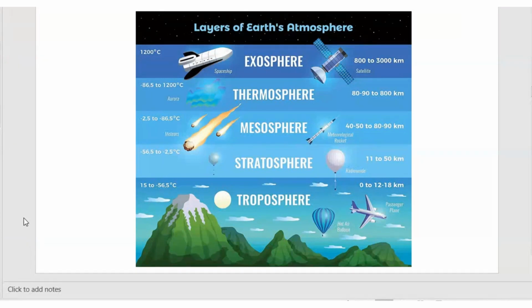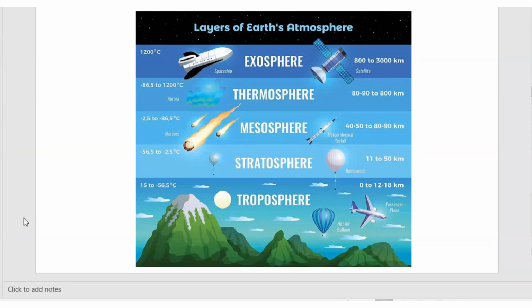So are you aware of what these zones refer to? Different zones of atmosphere? Do you know what these different zones are or no? Yes, ma'am. Okay, so tell me something about it if you are aware of it.